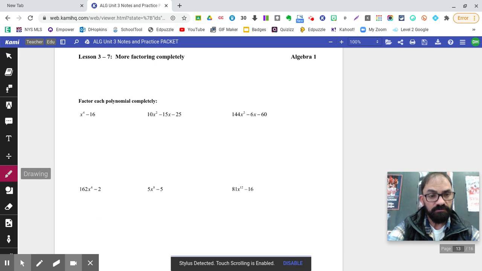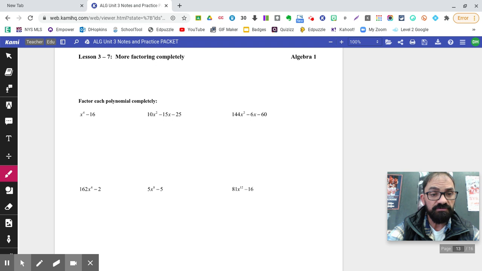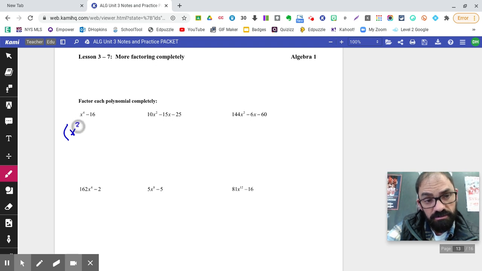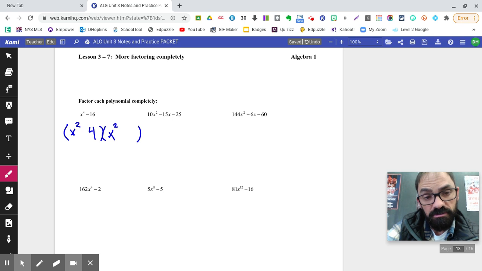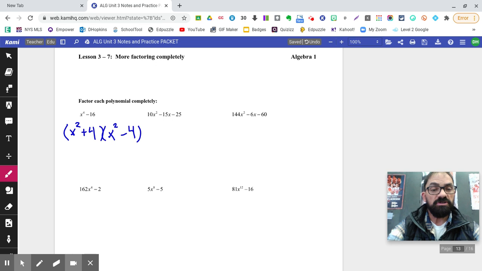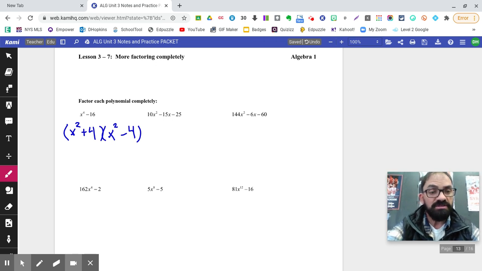The first one. Whenever it's a binomial, always look to see first if there's a GCF. If there isn't, question whether or not it is the difference of two perfect squares, which this one is. So x squared times x squared equals x to the fourth. The square root of 16 is 4, so plus 4 and minus 4. All right, so that's a review from last week as well and previous lessons.